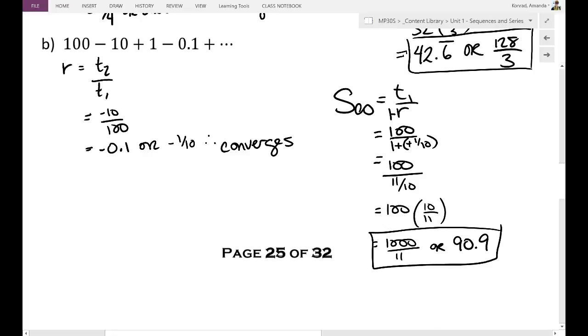Either way, you are now dealing with a value that you're going to be approaching for this whole sequence. So even if you go to the 20th term, you're not going to go past that 90.9.